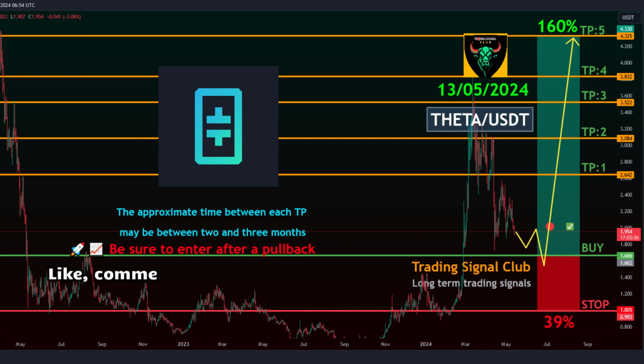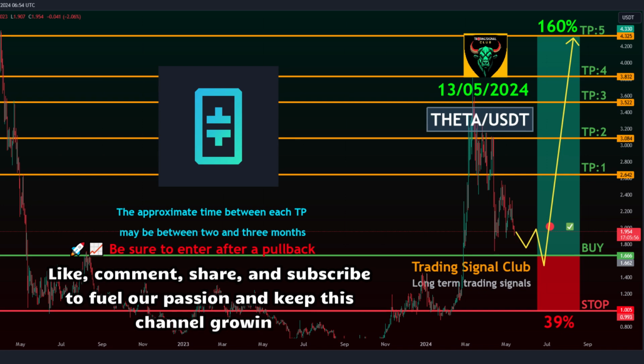Trading style, spot. Target time frame, about a month between TPs. Entry levels, 1.666 to 2.020. Take profit targets. Target 1, 2.642.